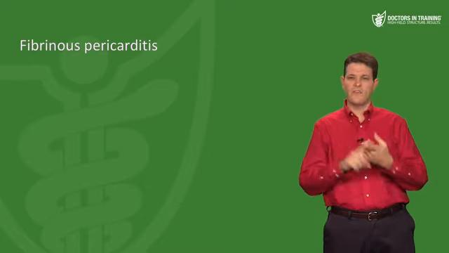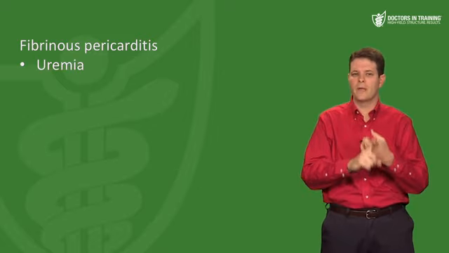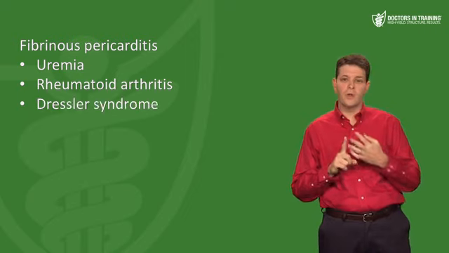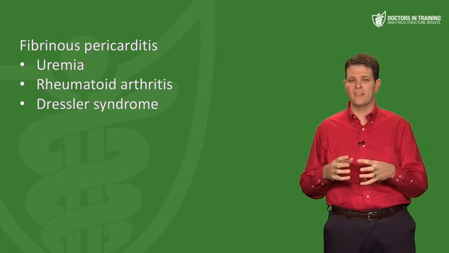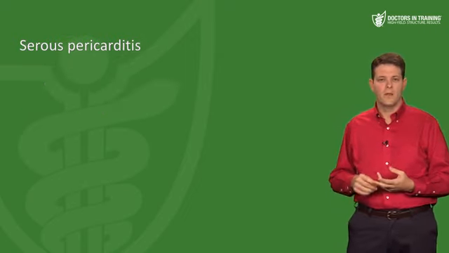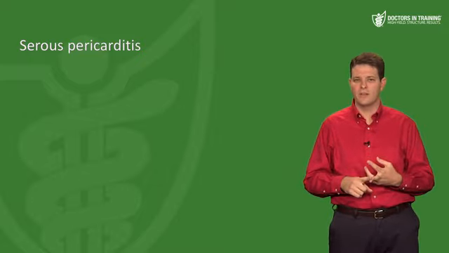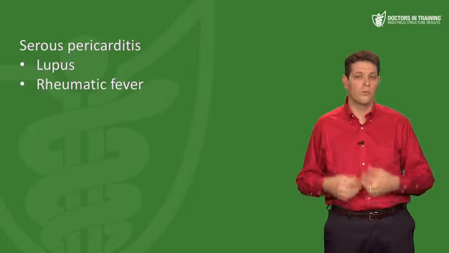Next, let's talk about acute pericarditis, which is inflammation of the pericardium, that sac around the heart. So there are lots of things that can cause pericarditis, and there are different types of pericarditis. There's fibrinous pericarditis, which can be due to uremia or renal failure, or it can be due to rheumatoid arthritis, or due to Dressler syndrome, which is that pericarditis that occurs several weeks post-MI. There's serous pericarditis, which is caused by non-infectious inflammatory diseases like lupus or rheumatic fever.